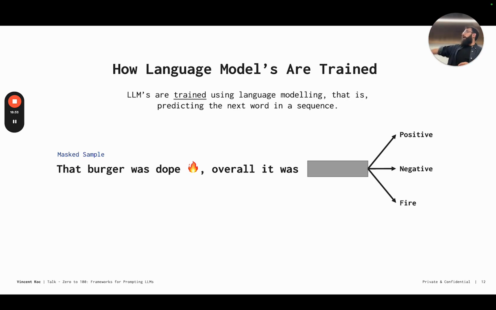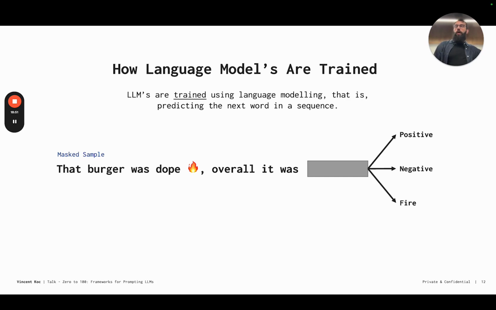So large language models are essentially trained using what we call language modeling techniques. And that is essentially to predict the next word in a sequence. I try to make these a bit funny. So, that burger was dope. Overall, it was either positive, negative, or like absolute fire, right?